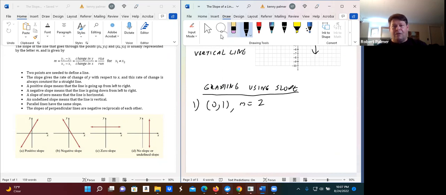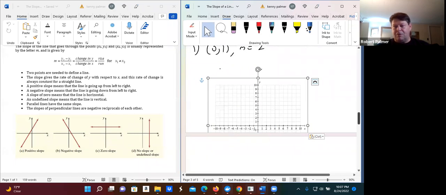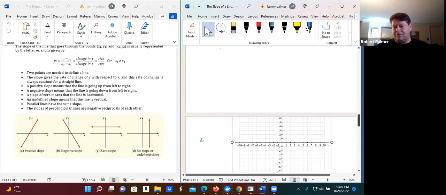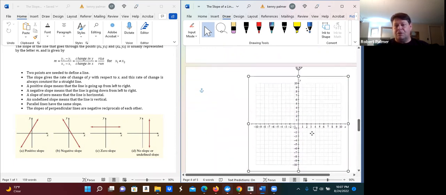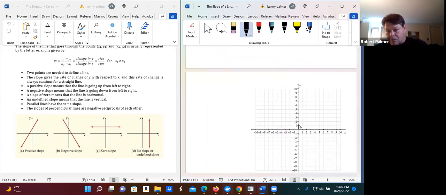Okay. Now, let's see if I can also put another grid here. I may not have enough room. If not, I'll go to the next page. Yeah, I think I may have to go to the next page to graph this one. Let's do that. I'll show how this works. So let's find this point on the line. So the point is 0, 1. So there's our point 0, 1.